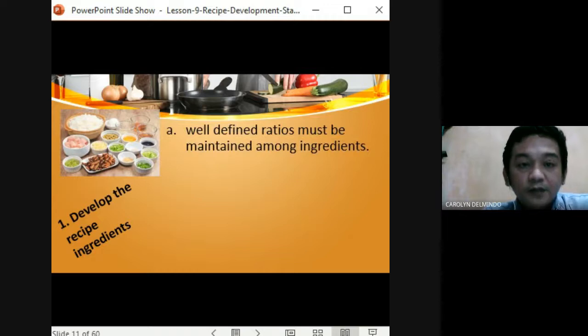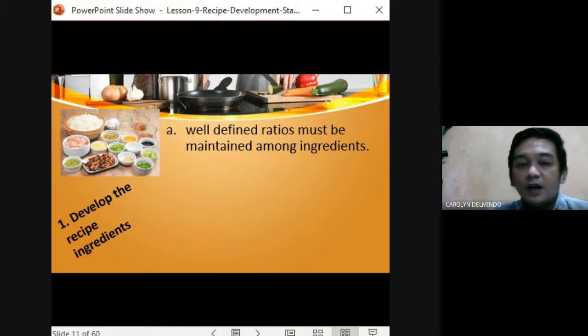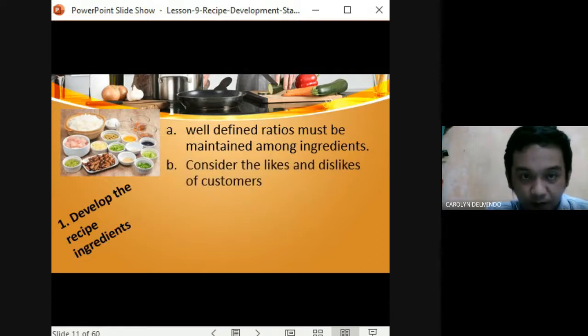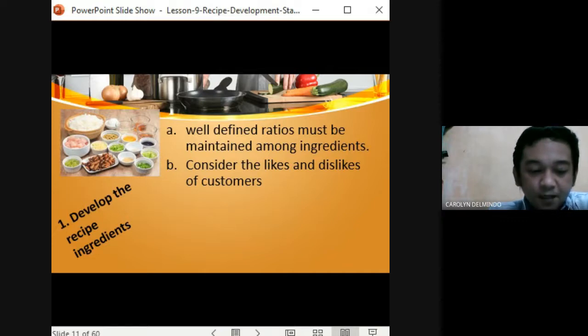Okay? A well-defined ratio must be maintained among ingredients. So, when you say ratio, okay, sa recipe may mga sukat yung mga ingredients natin, right? So, kapag iba yung sukat ng isa, halimbawa yung salt na sobra, mag-iiba yung lasa dun sa recipe mo, right? Dapat meron tayong well-defined ratio sa ating mga ingredients. Okay, consider the likes and dislikes of customer. Okay, halimbawa ayaw ng isang customer na sobrang alat ng food, consider natin yon.